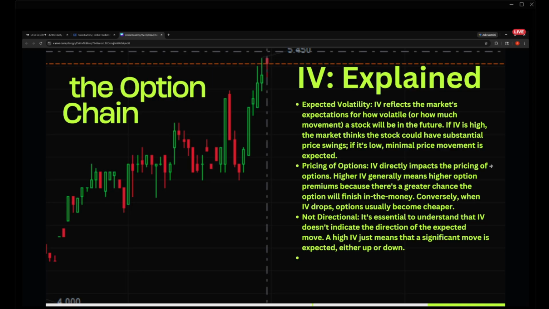Pricing of options. IV directly impacts the pricing of options. Higher IV generally means higher option premiums because there's a greater chance that the option will finish in the money. Conversely, when IV drops, options usually become cheaper. Now, non-directional movement: it's essential to understand that IV does not indicate the direction of the expected move. High IV just means that a significant move is expected, either up or down.